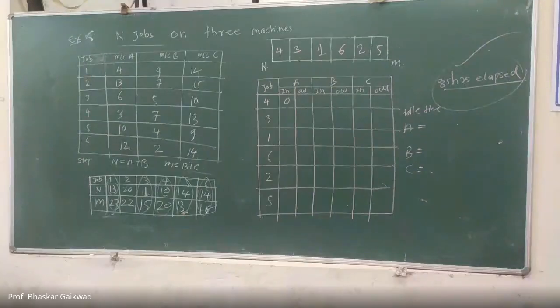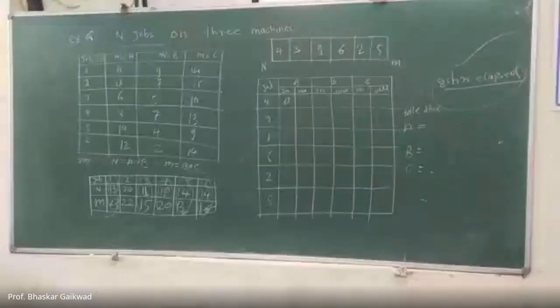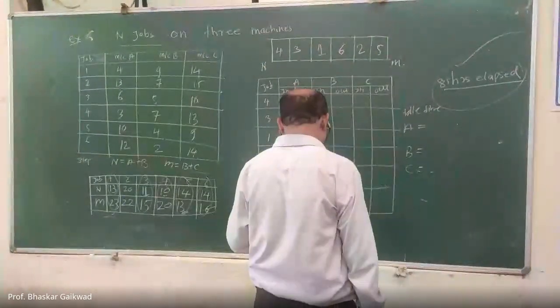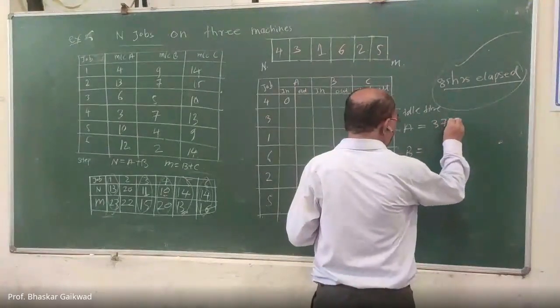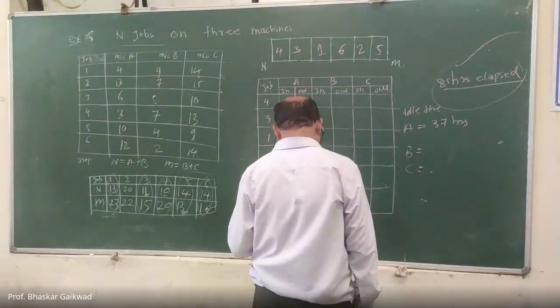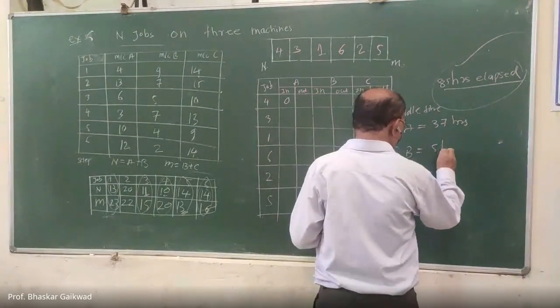Yes, calculated, sir. For A, 37 idle hours. What is the idle time for machine A? 37. Okay, you can get it straight. Here I will write the answer. Idle time for machine B is 1 hour.